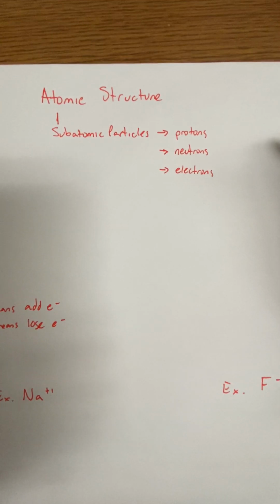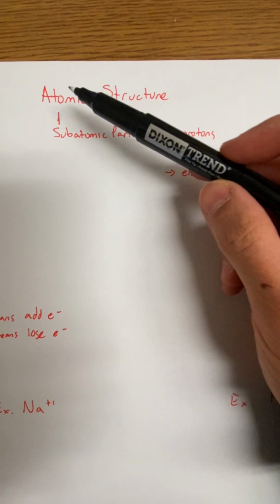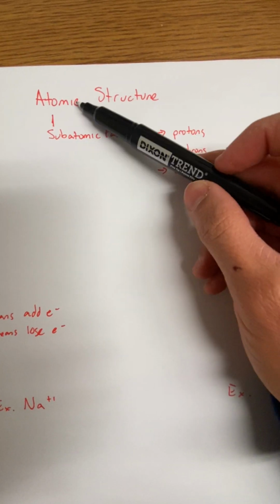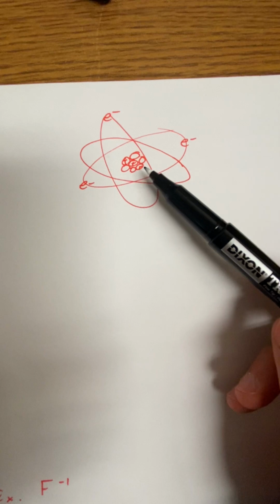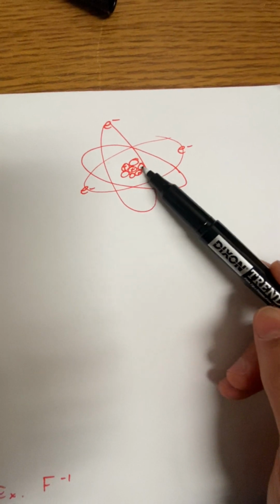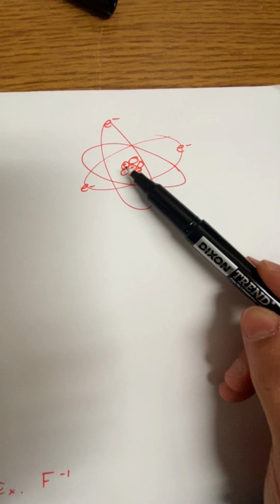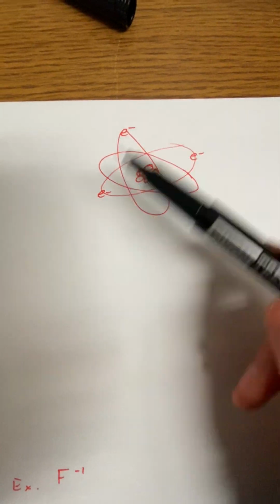All right, this is a lesson on atomic structure. Atomic structure means the structure of what an atom looks like. This is what an atom looks like in its very basic form. In this middle part, which is known as the nucleus, we have two subatomic particles known as protons and neutrons. Flying around the outside of this are the electrons. Those are the three subatomic particles.